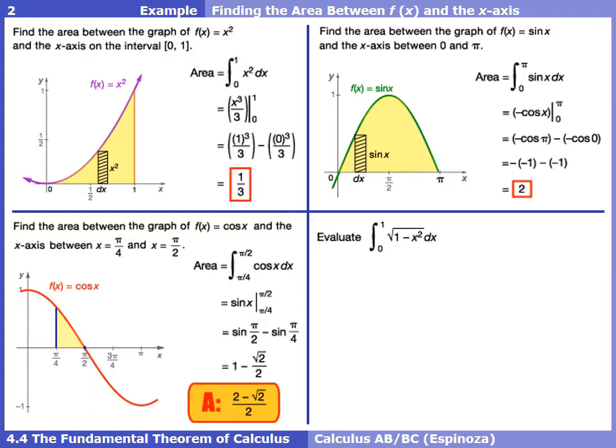In this last example, we're not starting off with a picture here, we're just being asked to evaluate the integral from 0 to 1 of the square root of 1 minus x squared dx. The first thing I hope you can appreciate real quick here is we can't actually figure out this integral based on what you guys have learned up until now. We don't know how to do this integral.